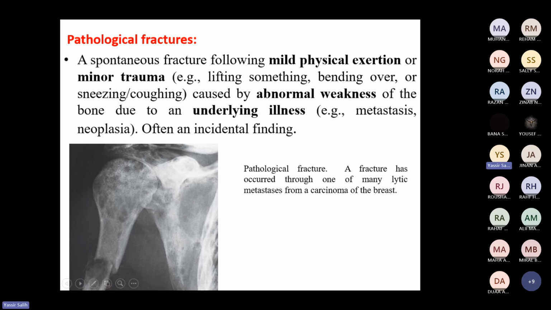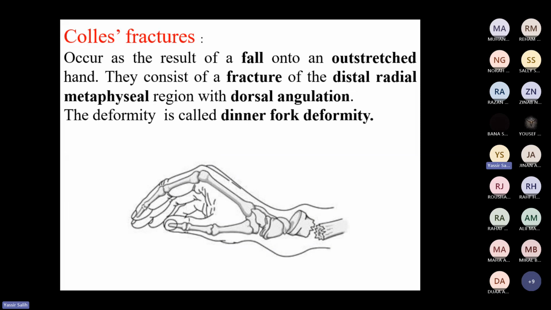Due to underlying pathology, we have secondary metastasis. Sometimes we may find a patient with a bone cyst. At the site of the bone cyst, he gets a fracture, and we also call it a pathological fracture. So pathological fracture is the fracture that occurs in the background of unhealthy bone due to any bone disease, metastasis, or neoplasm, cyst, and so on.